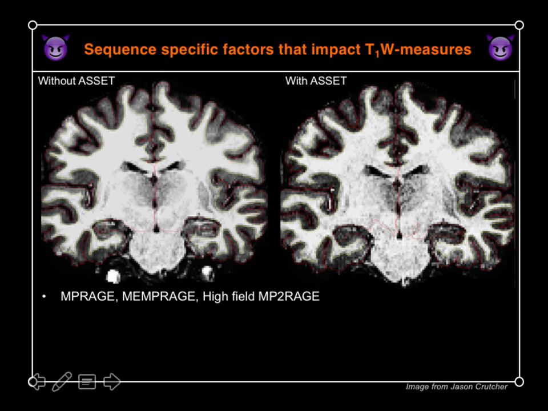So what I'm showing you here is without acceleration, and ASSET here is the acceleration factor for GE scanners. This is without acceleration, and this is with acceleration. You can see that there are some contrast differences. But what matters is that if you look closer, you can compare this red line with this red line. You can see that the cortical thickness as measured in a non-ASSET image tends to be thicker as opposed to the one over here. It tends to be thinner.